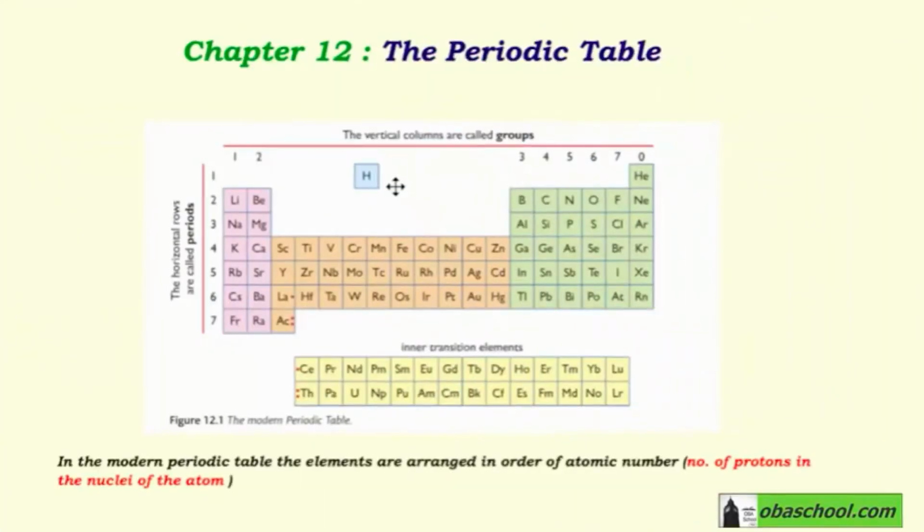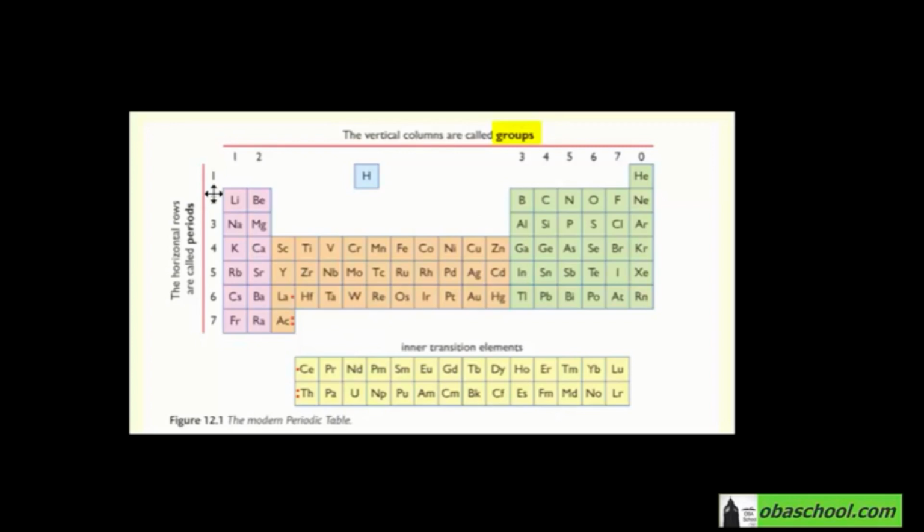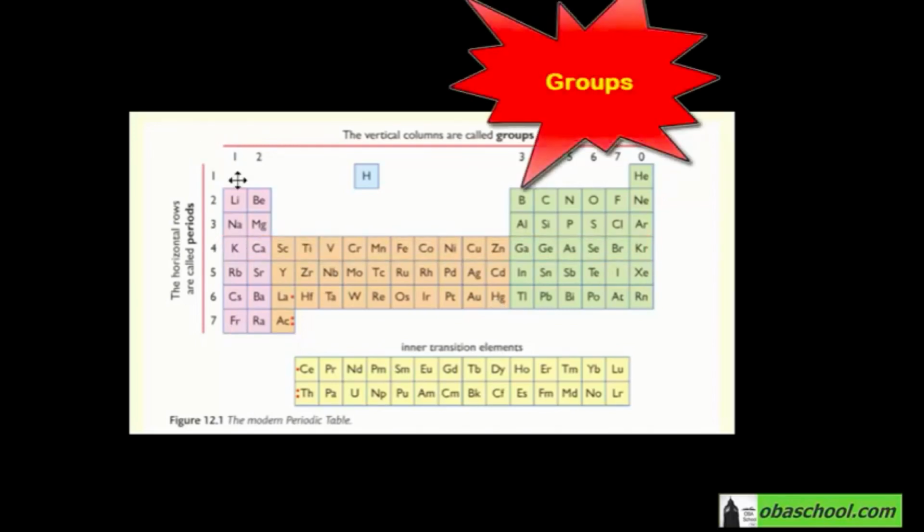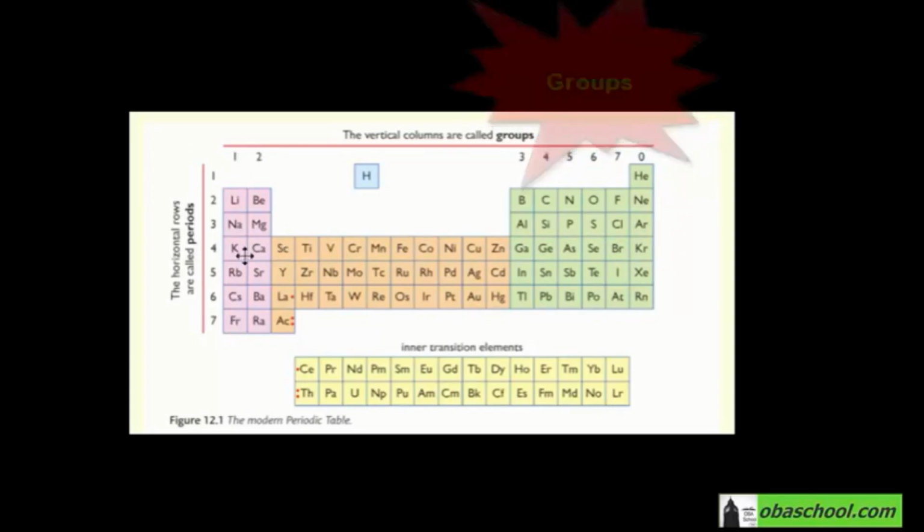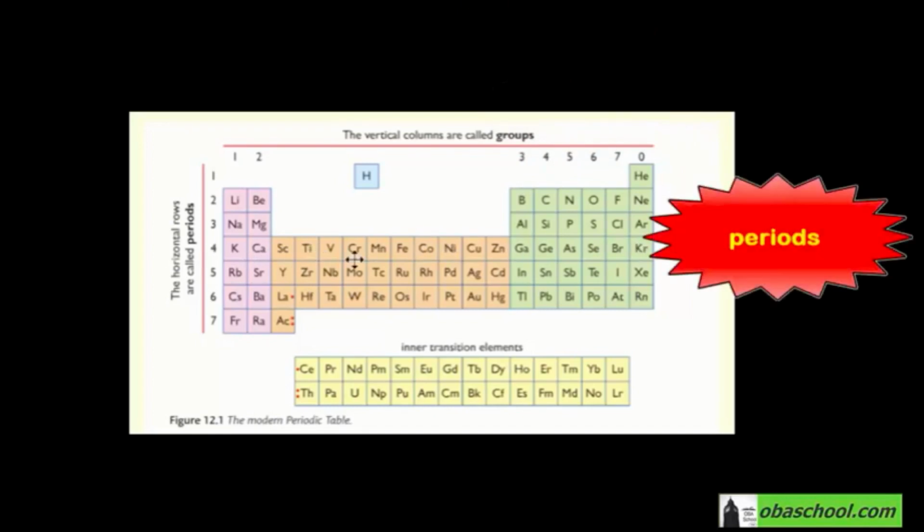So what do groups mean in the periodic table? The vertical columns are called groups. So we have 1, 2, 3, 4, 5, 6, 7, 0 groups. These vertical columns are called the groups. However, the horizontal ones are called periods. I'll repeat, the vertical columns are called groups. However, the elements in the horizontal rows are called the periods.